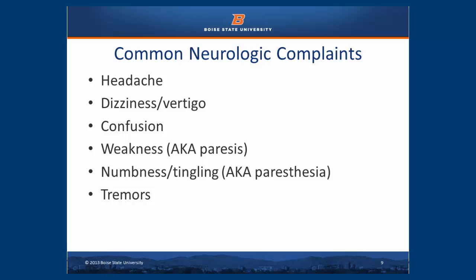Dizziness and vertigo are frequently used interchangeably, but they are actually different symptoms. Dizziness is when the patient feels unsteady and has a sensation of movement within their head, feels lightheaded and weak. Vertigo is when the patient feels as if they or their surroundings are moving, rotating, or spinning. Both may be accompanied by nausea, vomiting, and unsteady gait. Potential causes of confusion include delirium, dementia, metabolic disturbances, infection, ischemia, and hypoxia.